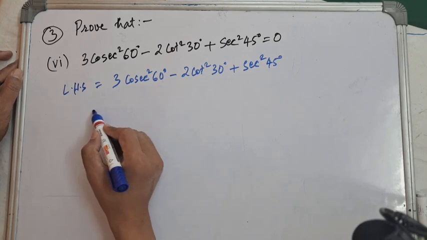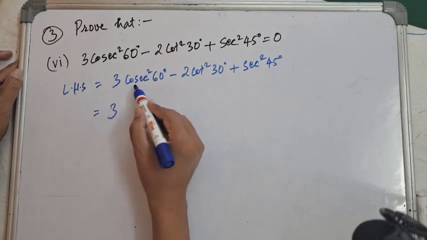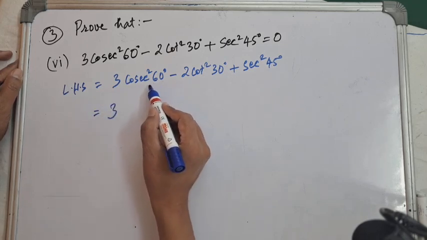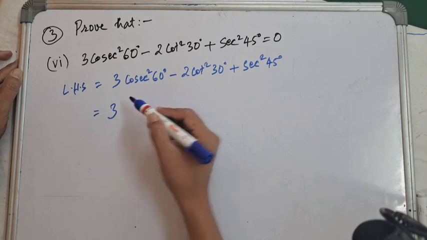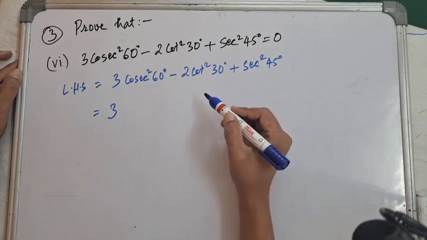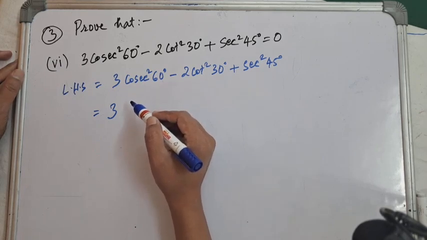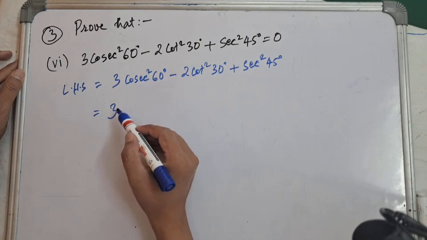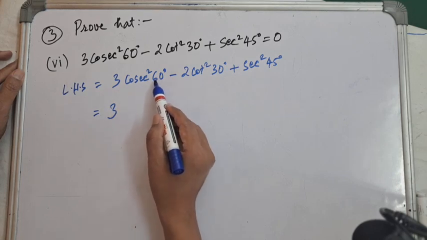We're going to use this and prove this equal to 0. Okay, so 3 cosec 60. So what is the value of cosec 60? We have already done this in the trigonometric table of standard angles. You can check the video. Okay, you can find the table in the playlist. So let's put the value of cosec 60.